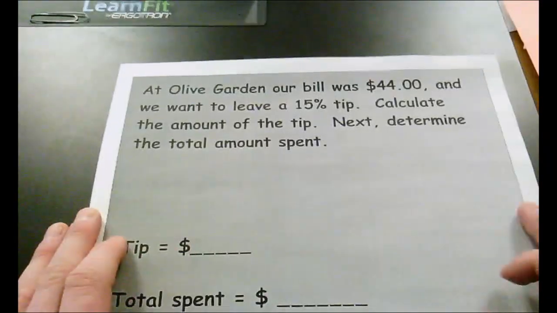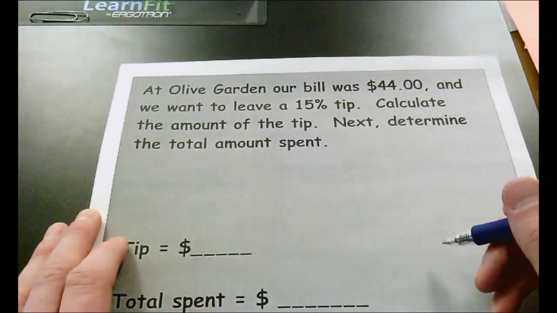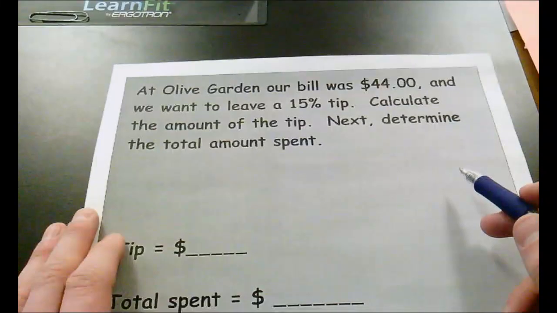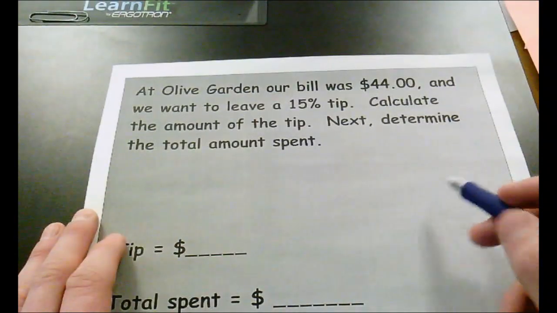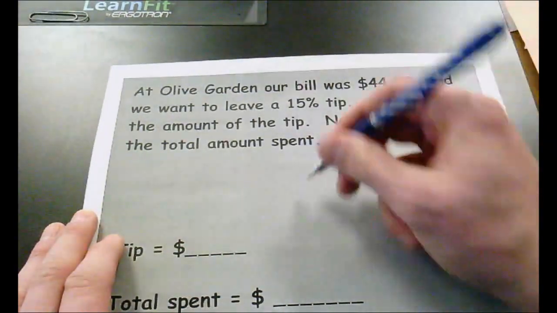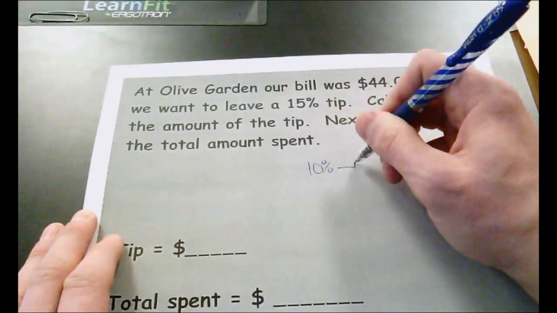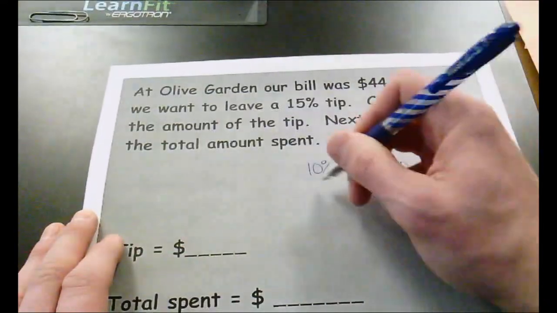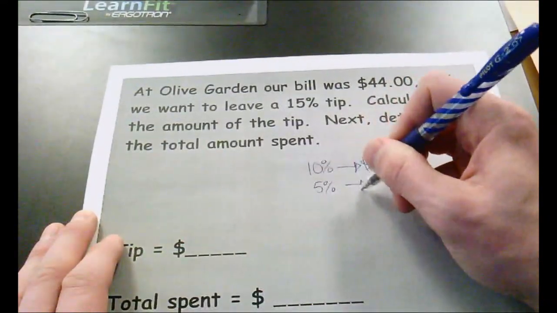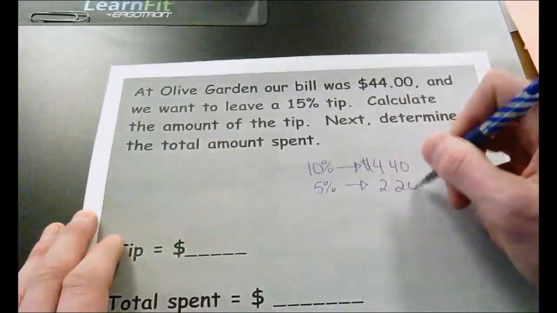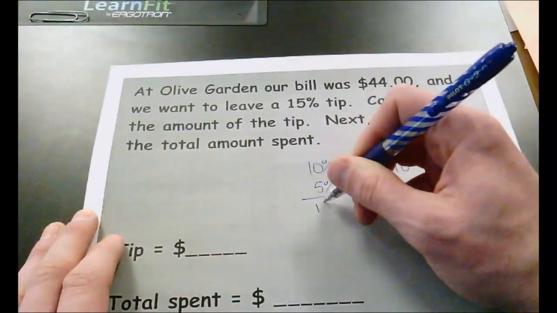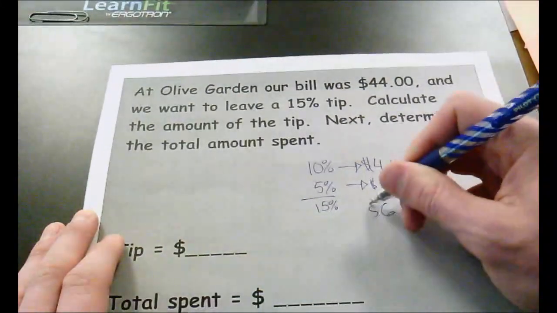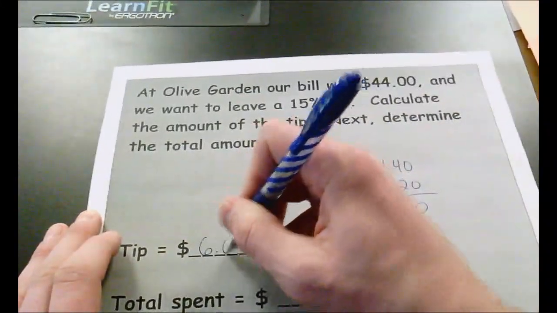If we talk about the bill then, again, go to the restaurant. We go to Olive Garden, $44. We want to leave a 15% tip. Calculate the amount of the tip and the amount spent. Well, being able to calculate that 10% is key. And if you know 10% is $4.40, half of that is 5%. You get $2.20. Our grand total, 15%, will be $6.60. That's the tip portion.